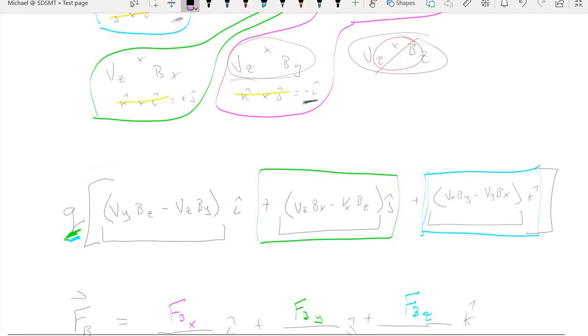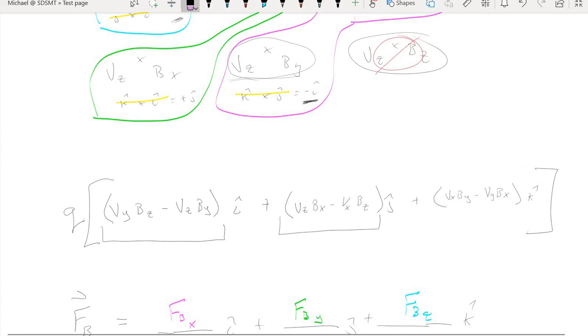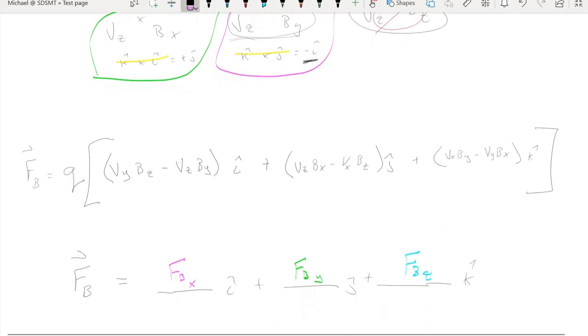So this whole expression here, everything has been generalized, but that's to our benefit, because now we can take any two vectors of velocity and magnetic field along with any charge value, and we can evaluate the components of the force vector.